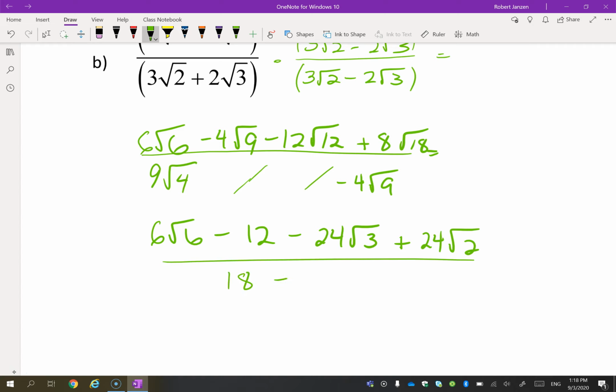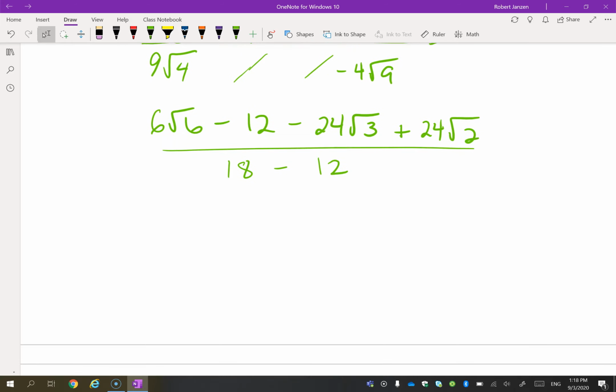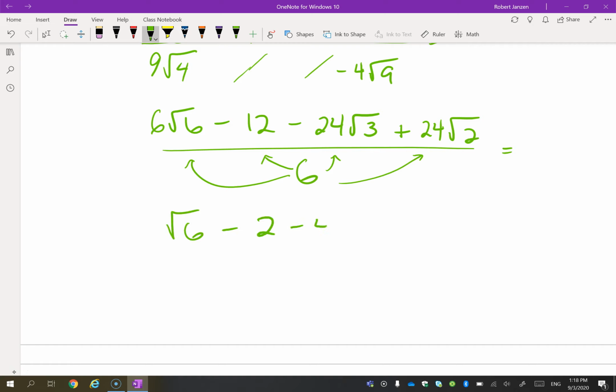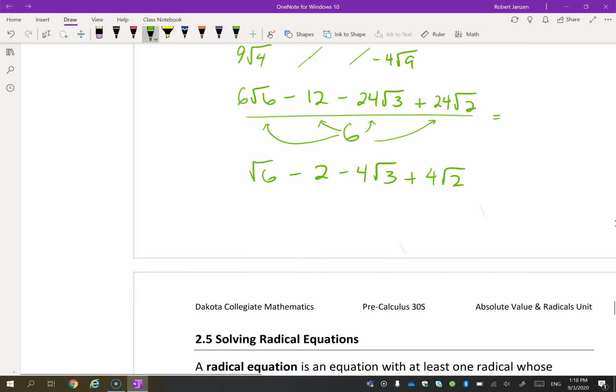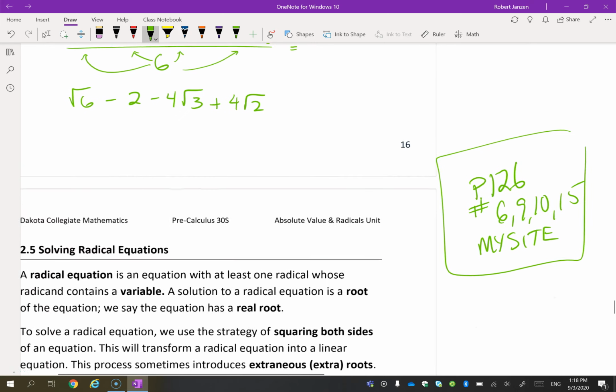And this is over 18 minus 12. 18 minus 12 is 6. And can 6 go into each of these terms? It can. So I'm going to get root 6 minus 2 minus 4 root 3 plus 4 root 2. And we're done. So we'll stop there. I'll give you a few questions to try.